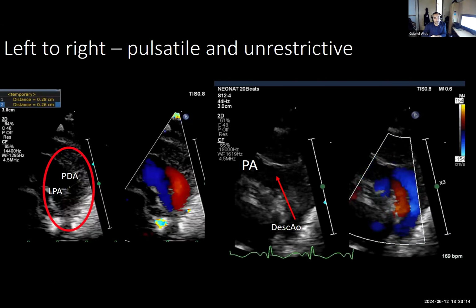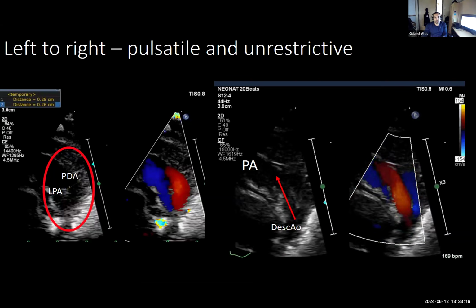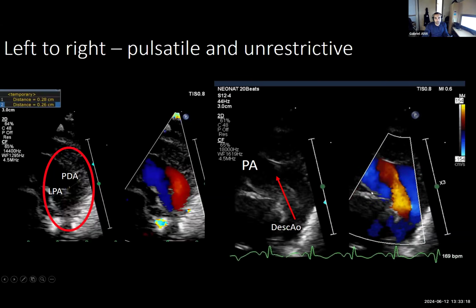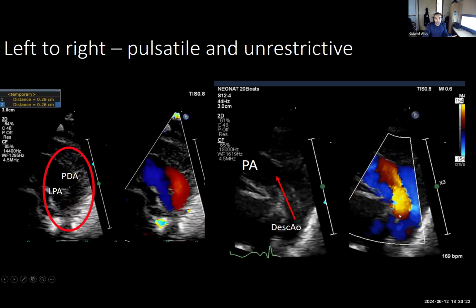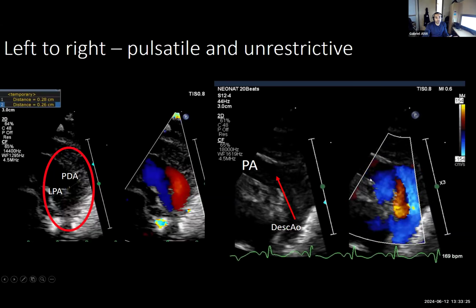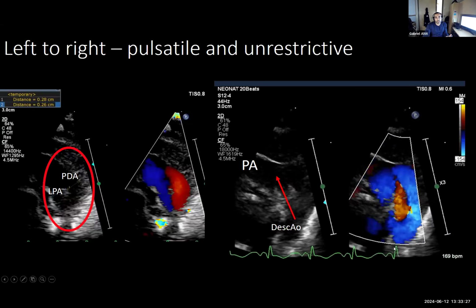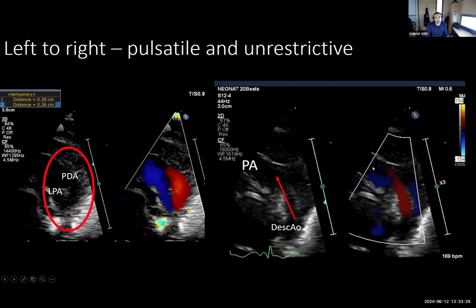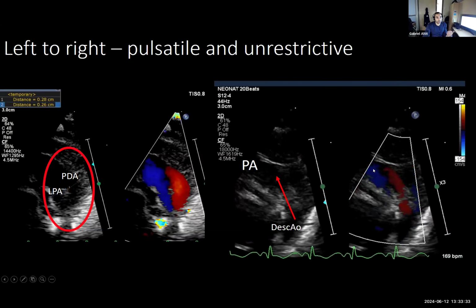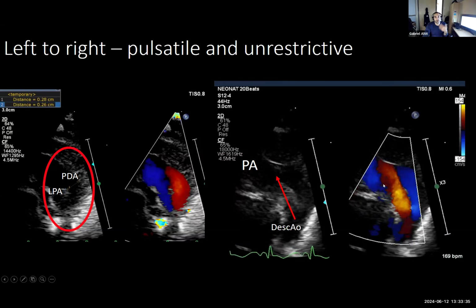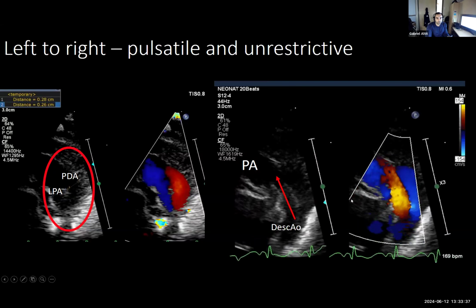This is a patient with a relatively large duct that is left to right because it's red, informing you that there's flow coming from the aorta and going to the pulmonary artery. So you would assume that this reflects that the SVR are higher than the PVR. It's not telling you that the PVR are necessarily low. It just tells you the SVR are higher than those in the pulmonary compartment.